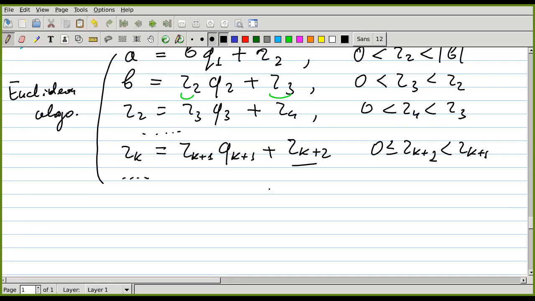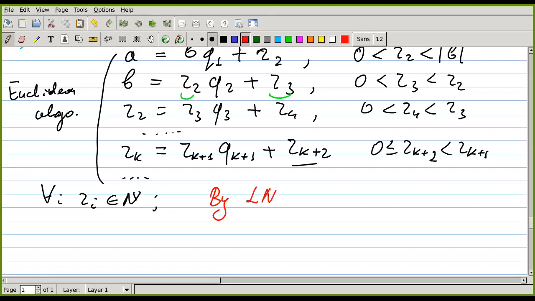So now I want to prove that this algorithm indeed terminates. So it is not possible to do these operations indefinitely. Why is it so? It is quite clear. Do you agree that every remainder is natural? Yes. Or 0. 0 is a natural number.